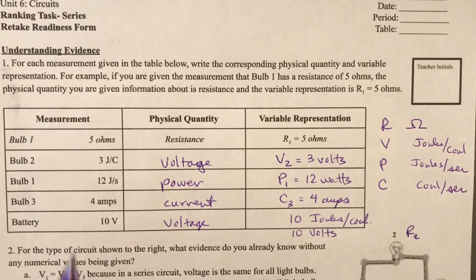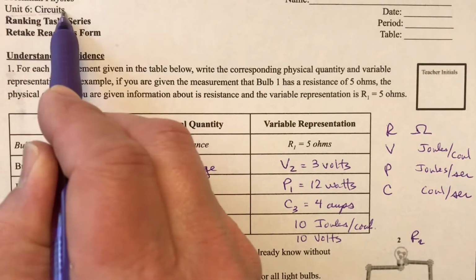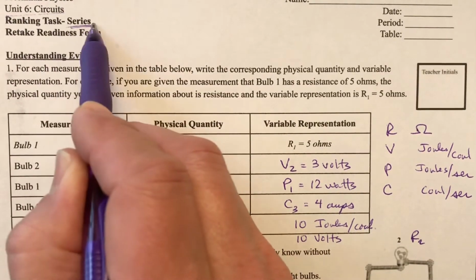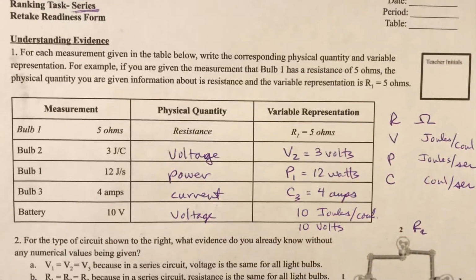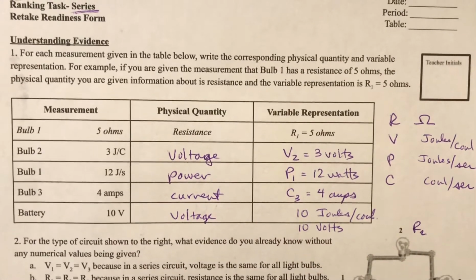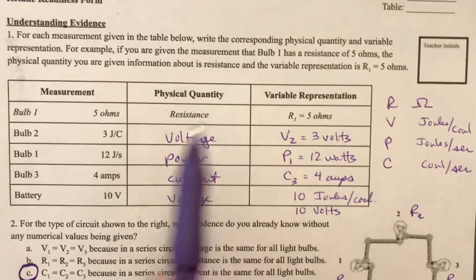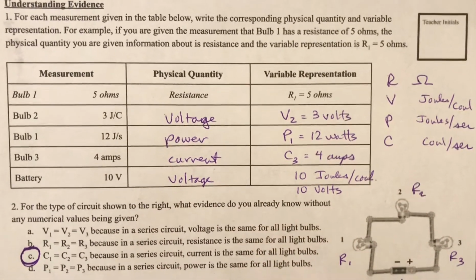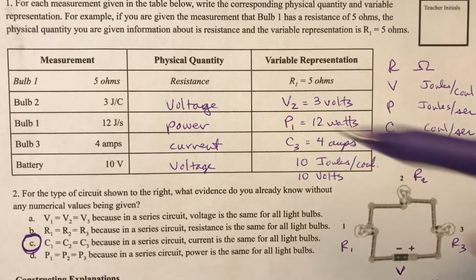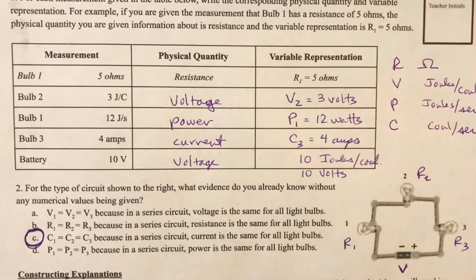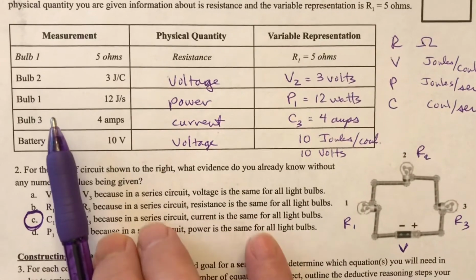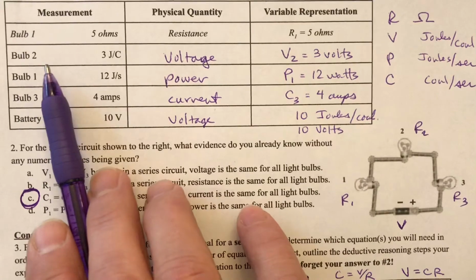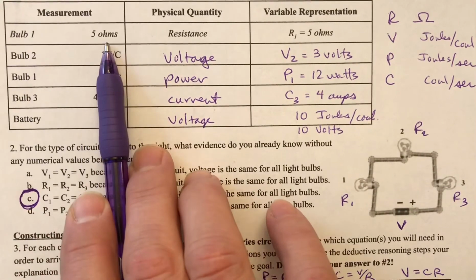So as you can see, this is from Unit 6 on circuits, and it's about all the series circuits. And really, in this first one, number 1 here, you're just supposed to write what each quantity is. So I'm thinking this is what your teacher is getting at, is that let's say bulb 1 is 5 ohms.